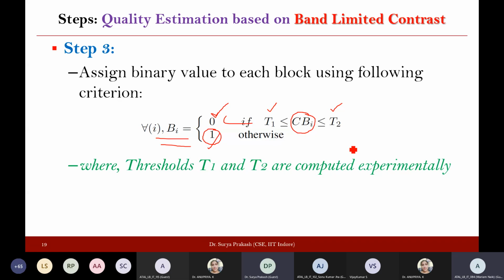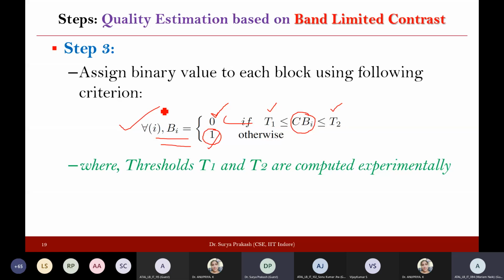Based on this binary value, we can now calculate the overall quality of the image. I hope you have followed up to this point. Based on this value, we can tell whether a block is good or not. Let's say you have created 100 blocks or patches in your image. Then out of those 100 patches, how many are good patches and how many are bad patches?